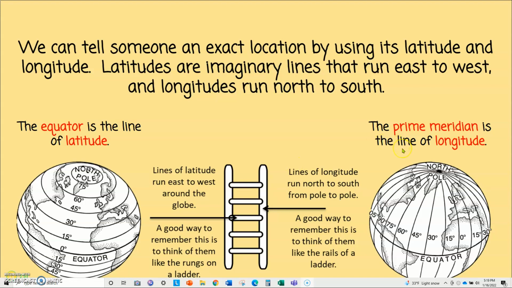The prime meridian is a line of longitude, going from the top to the bottom. Lines of longitude run north to south from pole to pole. A good way to remember this is to think of them like the rails of the ladder. They're the ones going up and down, up and down.